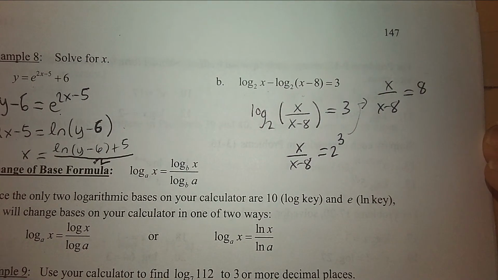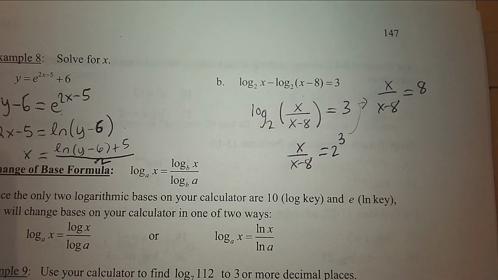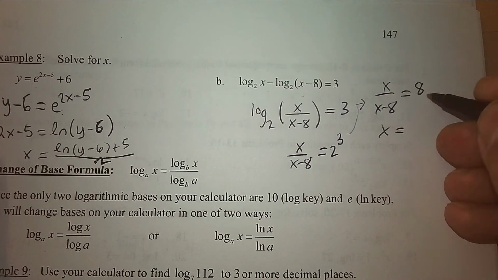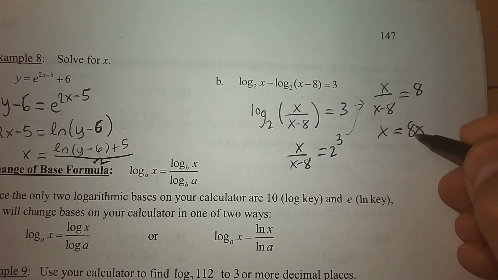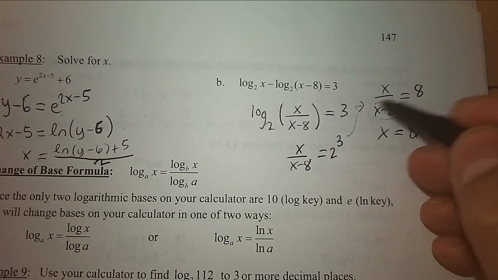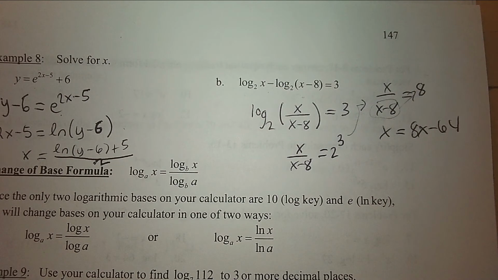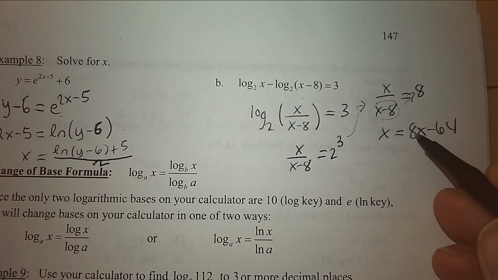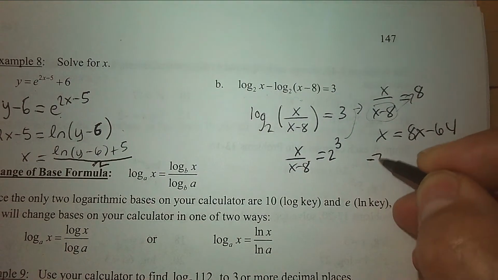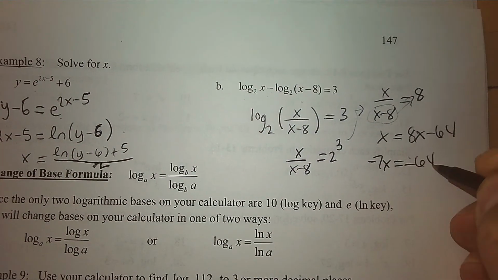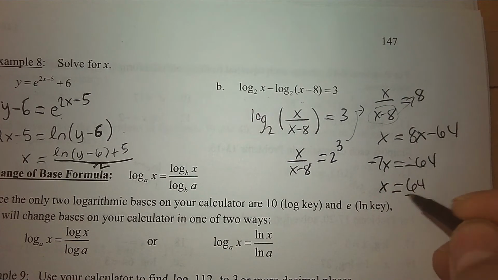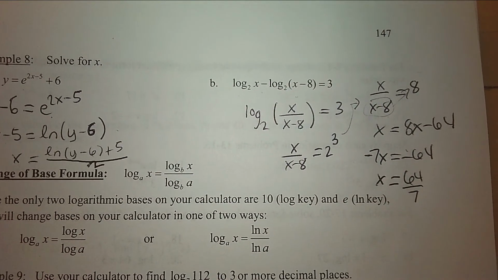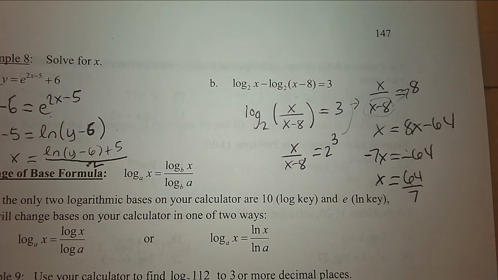X is not by itself yet. What would you do to get it? So if I multiply both sides by x minus 8, the left side divides out, but on the right side, can you distribute in one step? So in other words, it's x minus 8 times 8. Now what? Subtract 8x, what would you get? And then what would you do last? Divide by negative 7, and what does x equal by itself? Isn't that fun algebra? I know. It's tough, right?